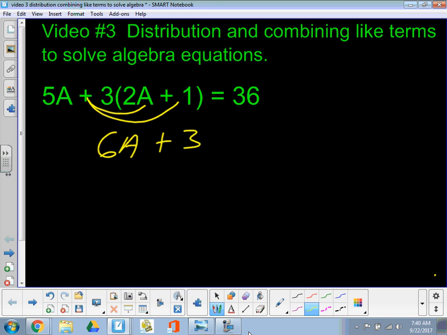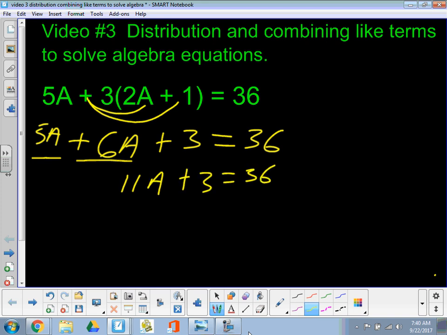Now we just need to bring the other terms down, a 5a. When we bring that down, we need to clarify that that's a positive because we have a term in front of it, is equal to 36. I'm going to combine like terms. 5a plus 6a is 11a, plus 3 is equal to 36.